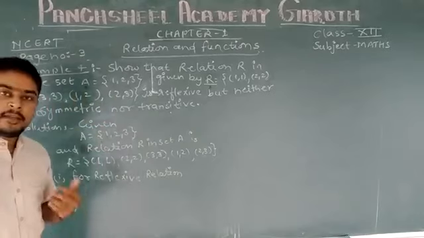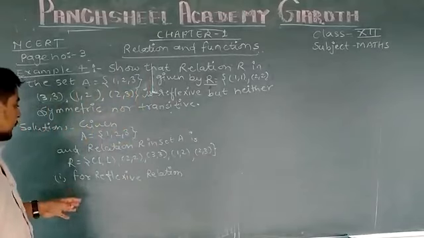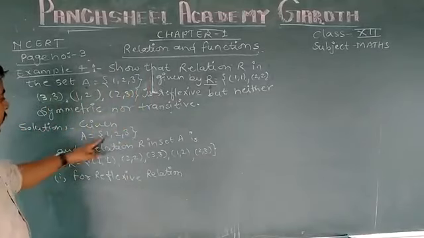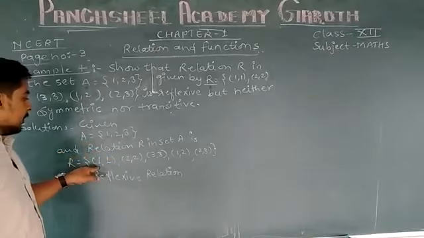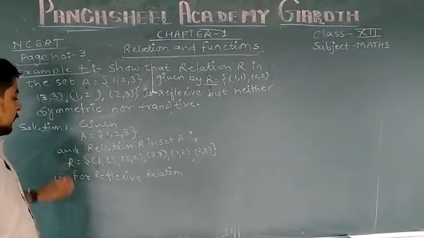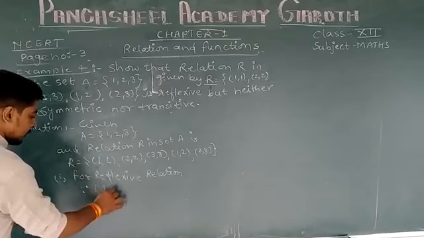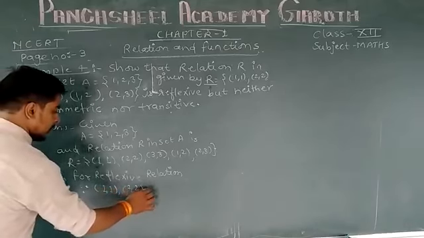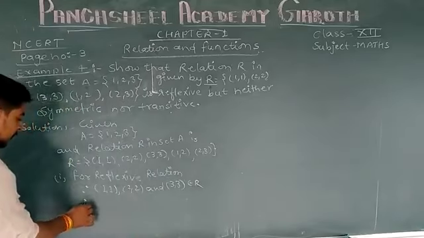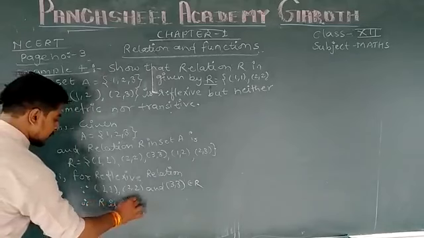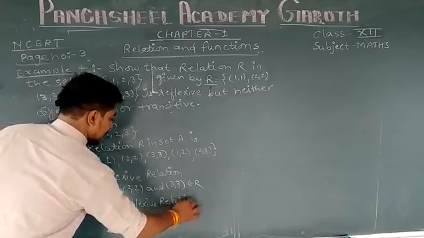For each element we have an ordered pair of the same element in R. So we see that here for each element of set A we have an ordered pair of the same element in R. Therefore, for reflexive relation, since (1,1), (2,2) and (3,3) belong to R, R is a reflexive relation.